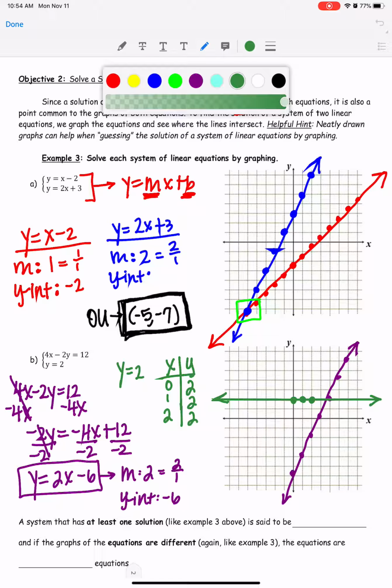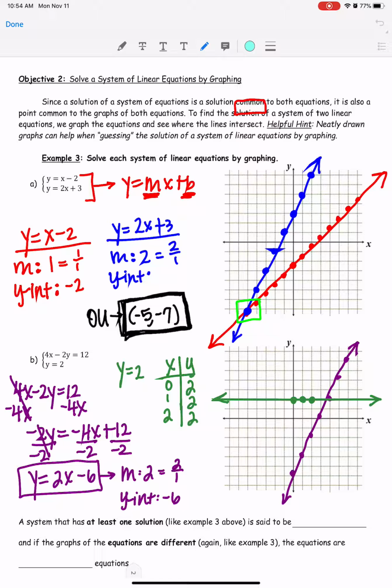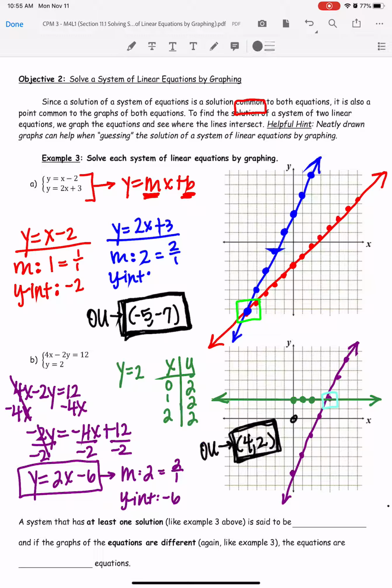So on this one, where do these two lines cross? Right here. And so what is that ordered pair? So remember OU. So from the origin, we're going over 1, 2, 3, 4. And then from there, we're going up 1, 2. That is my final answer. Your final answer is where these two lines intersect each other.